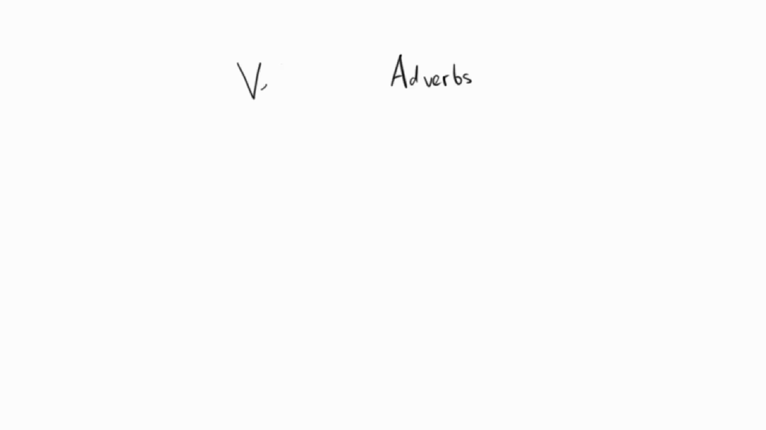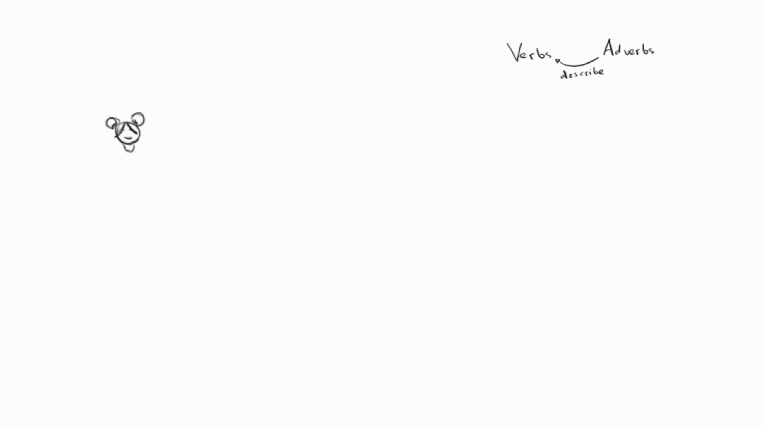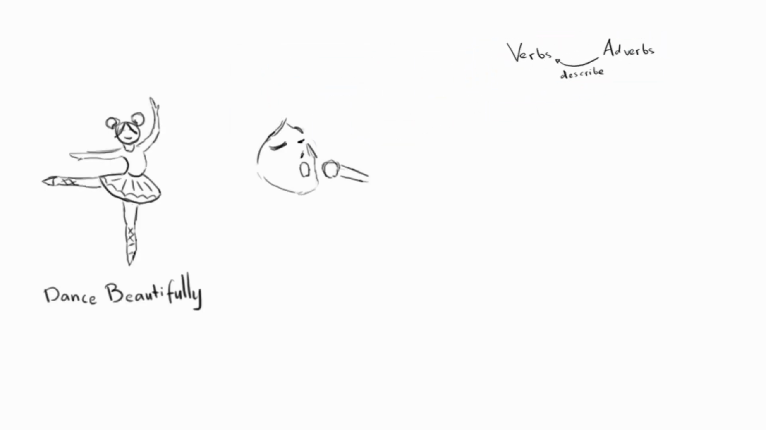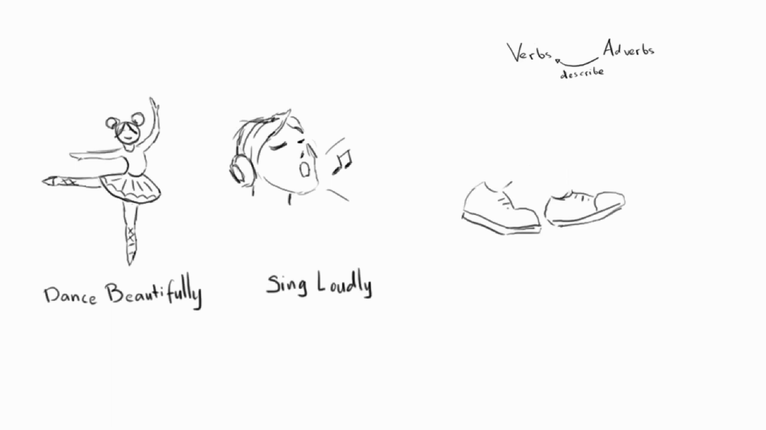First, many adverbs describe verbs by telling how an action happens. Some of the examples are dance beautifully, sing loudly, and walk slowly. We call those adverbs adverbs of manner.